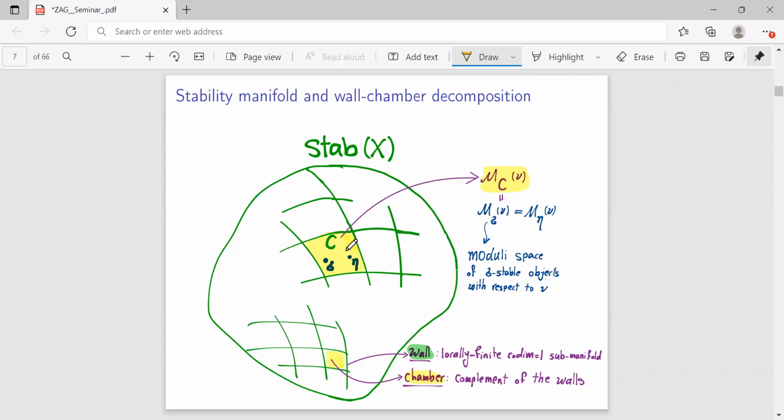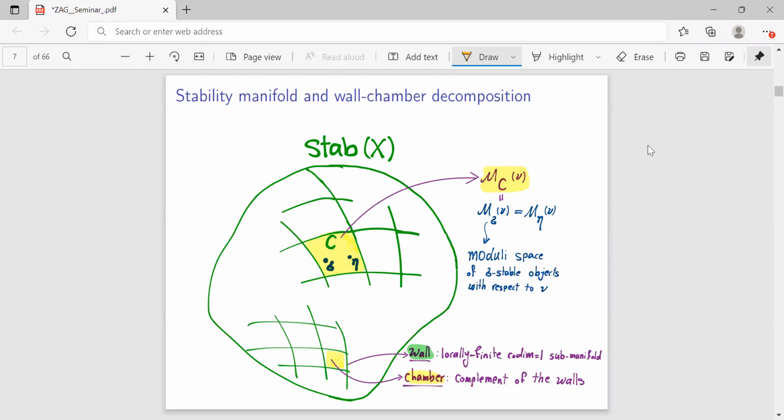And when you cross a wall, this moduli space changes, and you can imagine that some objects in this moduli space will get destabilized, and we call the set of those objects the destabilizing locus. And I interchangeably say, for example, instead of saying the chamber C, the moduli space M_C of the chamber, or M.